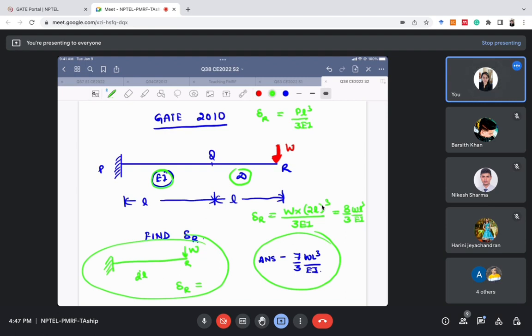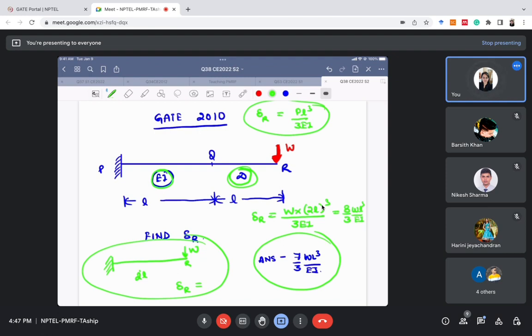Okay, if there was no EI and infinite EI for half part of the beam, but now the question has become a little tricky. We cannot just simply use the standard deflection formulas to get the answer. We will see how we will do the problem now. I hope you got this thing. For the cantilever beam with load at one end, we will use the formula PL cube by 3EI.